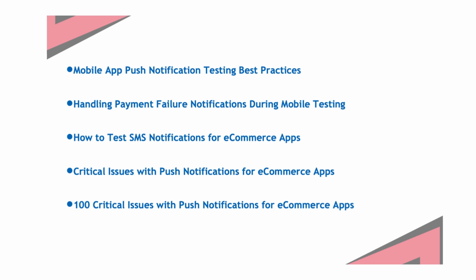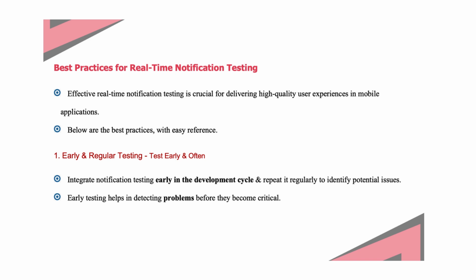Best practices for real-time notification testing. Effective real-time notification testing is crucial for delivering high-quality user experiences in mobile applications. Below are the best practices, with easy reference. 1. Early and regular testing. Test early and often. Integrate notification testing early in the development cycle and repeat it regularly to identify potential issues. Early testing helps in detecting problems before they become critical.